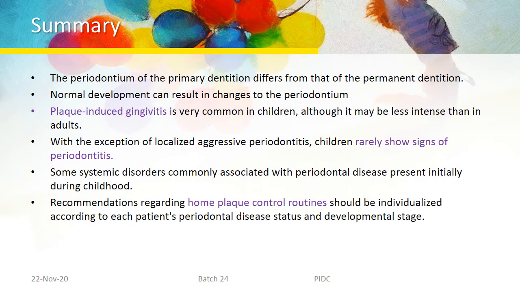So to summarize, the periodontium of the primary dentition differs from that of the permanent dentition. Normal development can result in changes in the periodontium. Plaque-induced gingivitis is very common in children, although it may be less intense than in adults. With the exception of localized aggressive periodontitis, children rarely show signs of periodontitis. Some systemic disorders commonly associated with periodontal disease present initially during childhood. Recommendations regarding home plaque control routines should be individualized according to each patient's periodontal disease status and developmental stage.